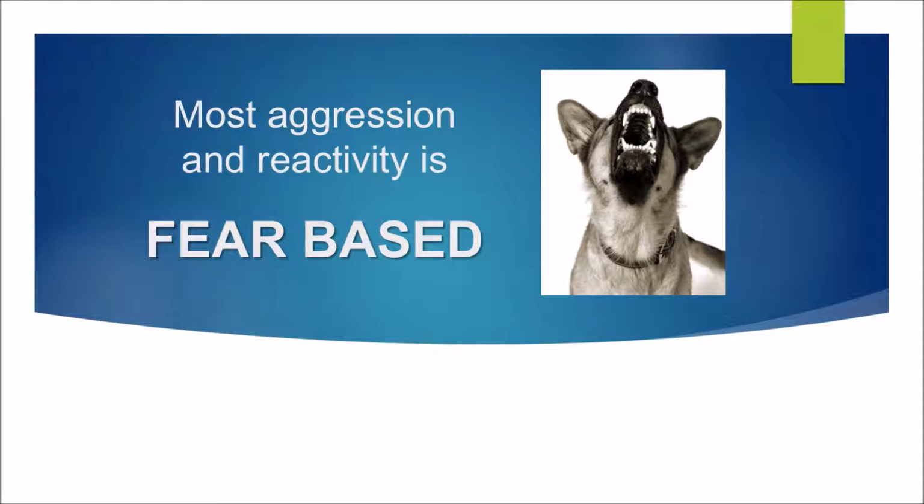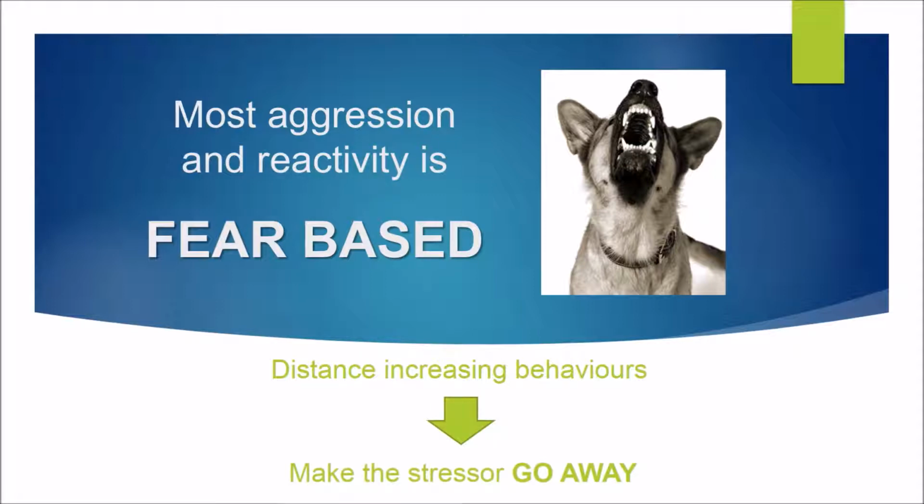Okay, so most aggression and reactivity is fear-based, and this is one that we kind of need to remind ourselves of, because what happens is our dog is offering what's called distance increasing behaviors. So those red zone behaviors, the snarling, the growling, the barking, the lunging, what they're doing is they're trying to make the stressor go away. So they're kind of trying to throw the first punch because they're scared. So it's like, I'm going to act big and tough in the hope that you leave me alone.